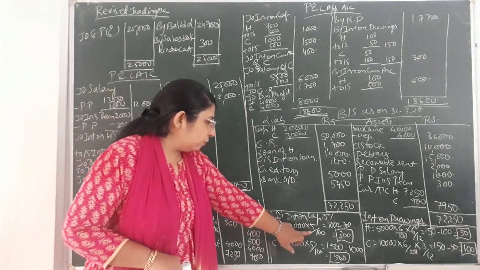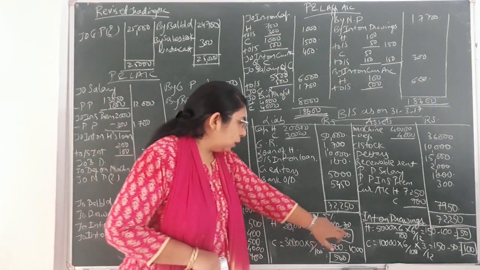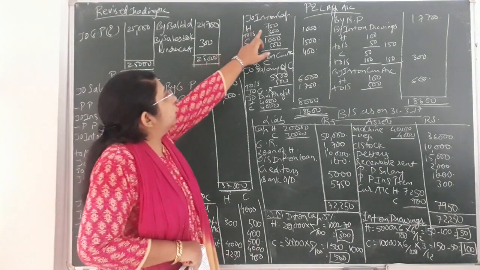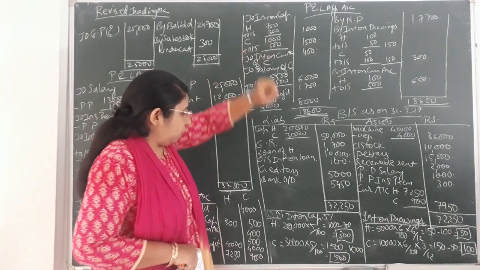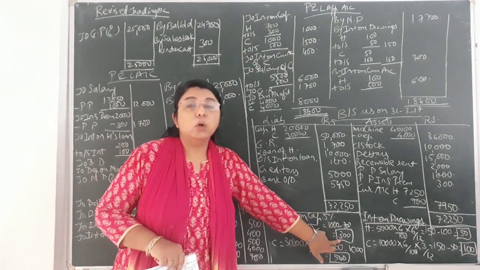So for 20,000, 5% for the full year, that would come to 1,000. Now out of 1,000, already interest on capital has been paid. As you can see, already we have written in the inner column for Harsha, that is 700. So 1,000 minus 700, outstanding interest on capital, that would come to 300.